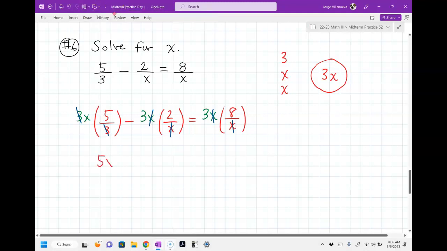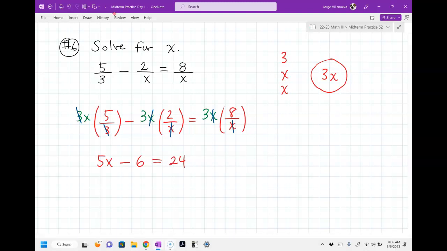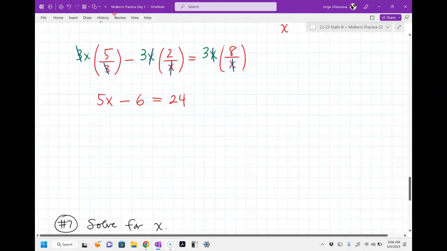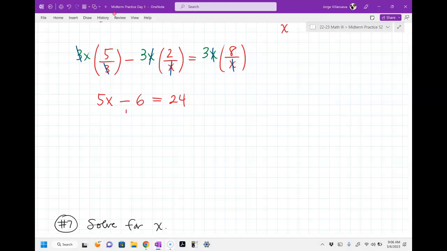So this is now 5x minus 6 equals 24. No more fractions. They're all gone. Now I can just solve this. This is a math 8, math 7 type of problem, right? 2-step problem. Let's add 6 to both sides. That gives me 5x equal to 30. And then if I divide both sides by 5, I get x equal to 6.